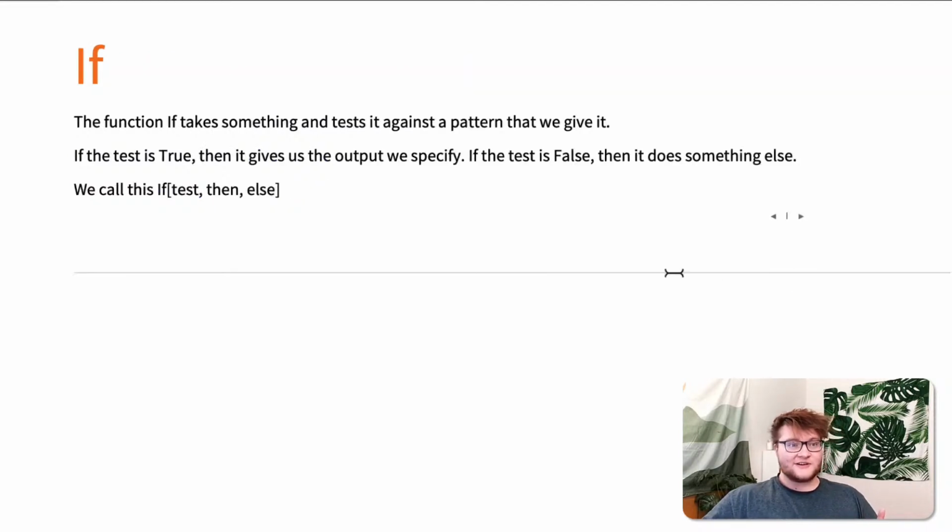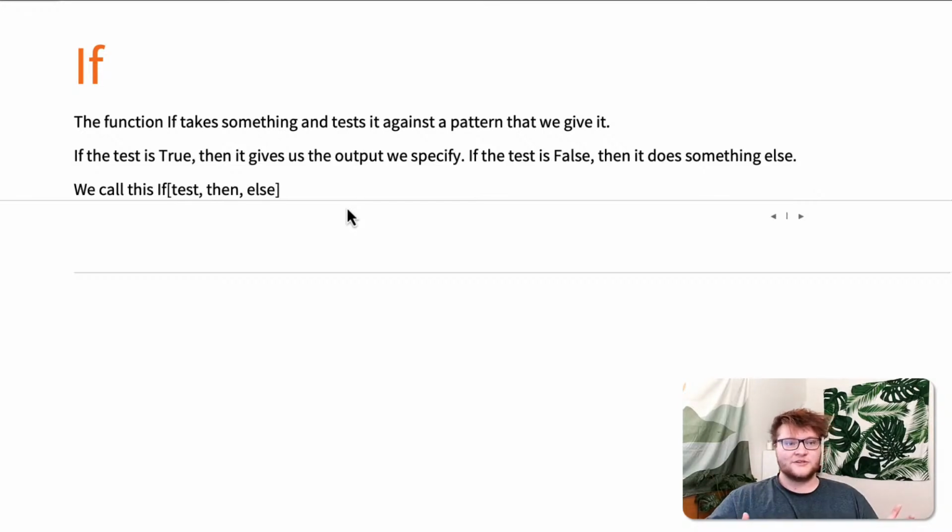So the first thing we're going to look at is the function if. Function if takes something and tests it against a pattern that we give it. If the test is true, then it puts out the first output that we specify. If the test is false, then it does something else. We think about if as having 3 parts: a test, something to return if the test is true, and something to return if the test is false. We call this if test then else. So if test is true, do this, else do this.